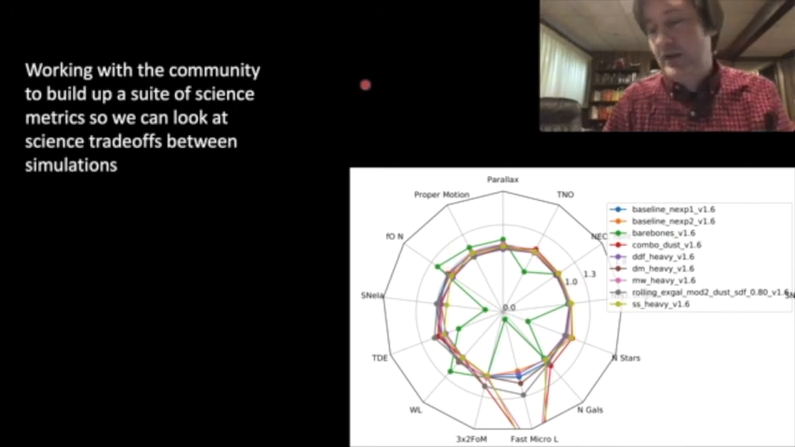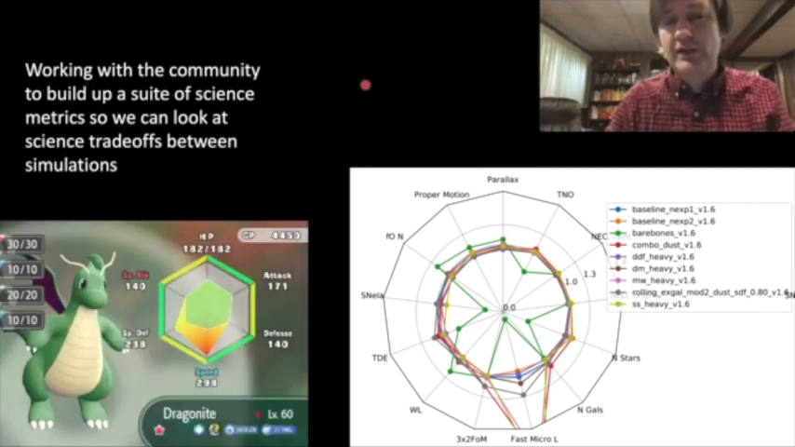And the great thing about working from home during COVID is my kid keeps coming in and showing me different Pokemon and their stats, and I realized, wow, that's a great way to visualize it. So if anyone wants to know how to make a plot like this, just look up Pokemon radar plot, and there are lots of great examples of how to do those.